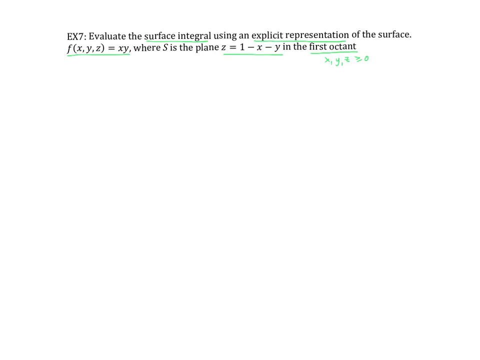Since I'm using an explicit description, I know that I'm going to have to figure out the partial derivative of z with respect to x. Now, luckily, it's already written out here. So that's going to be super easy. The partial derivative of z with respect to x is just going to be -1. And the partial derivative of z with respect to y is also -1. Oh, that's going to be pretty.